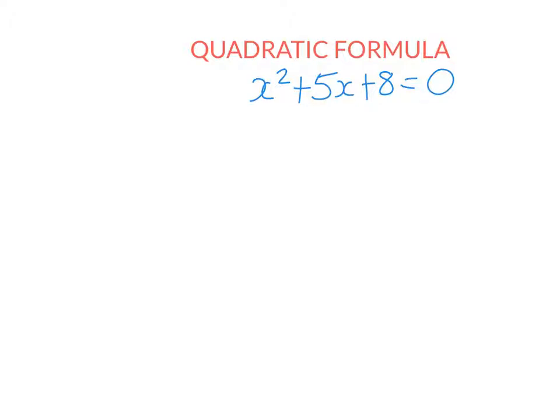The problem with this is I can't factorize this because I don't know two numbers that multiply to 8 and add to 5. Factors of 8, 8 and 1, don't add to 5. 4 and 2, don't add to 5. So, I don't know what to do.